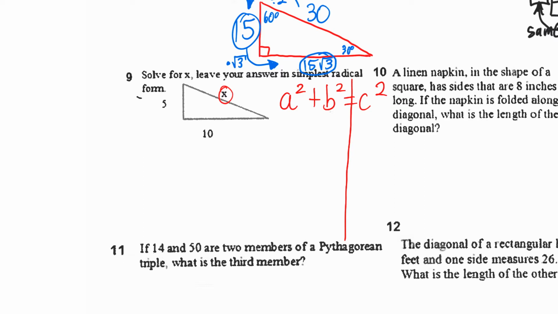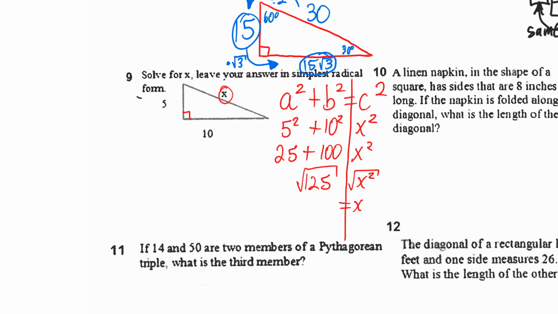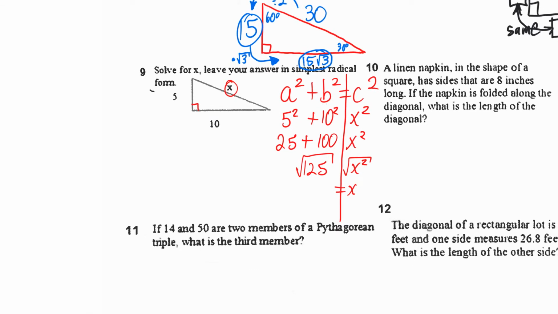With 5, 10, and x, which one of those is the c? The x. So we have 5 squared plus 10 squared equals x squared. 25 plus 100 equals x squared. 125 equals x squared. Take the square root of both sides. What's the square root of 125? 11.18.